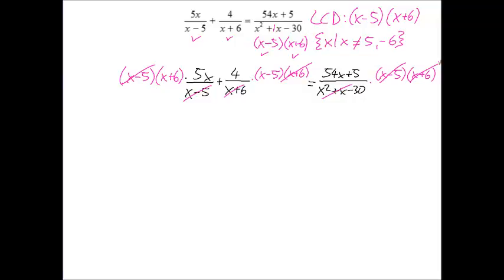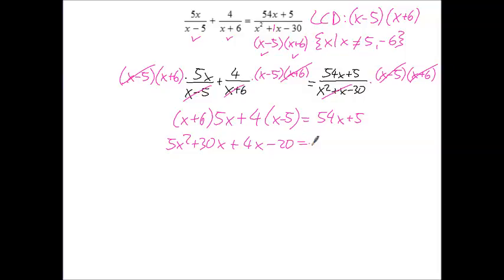No more fractions, yay. x plus 6 times 5x plus 4 times x minus 5 is equal to 54x plus 5. Let's distribute our parentheses. 5x squared plus 30x plus 4x minus 20 is equal to 54x plus 5. Combining our like terms, we get 5x squared plus 34x minus 20 is equal to 54x plus 5.